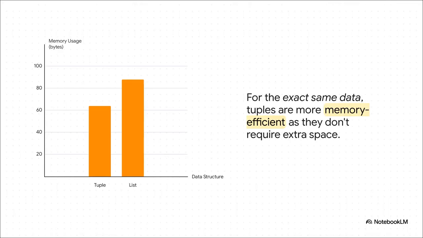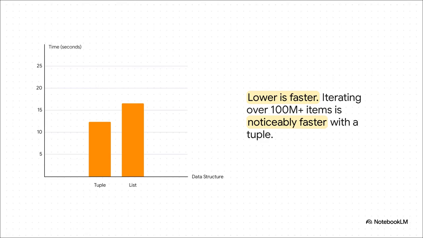So just take a look at the memory usage. See that difference? For the exact same data, the tuple is just leaner. It takes up less space. Why? Well, lists have to set aside some extra memory, just in case you decide to add more things later. Since tuples know they'll never change size, they don't have that overhead. They're more efficient.